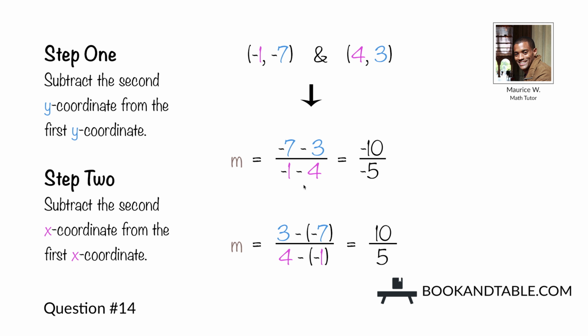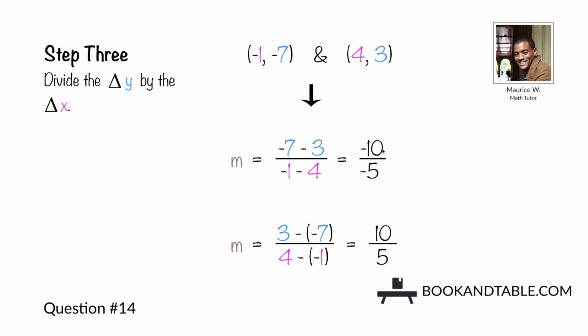Then you need your delta x in your denominator. So step 2, subtract the second x-coordinate from the first x-coordinate. Here we have -1 minus 4, which would give you -5. Or if you did this point minus this point, you would have gotten 4 minus -1 in the denominator, which would be +5. And now step 3, when you divide the delta y, your numerator, by delta x, the denominator, you'll get the same slope for both of these. So you would have gotten -10 divided by -5, which is +2, or 10 divided by 5, which is also +2.